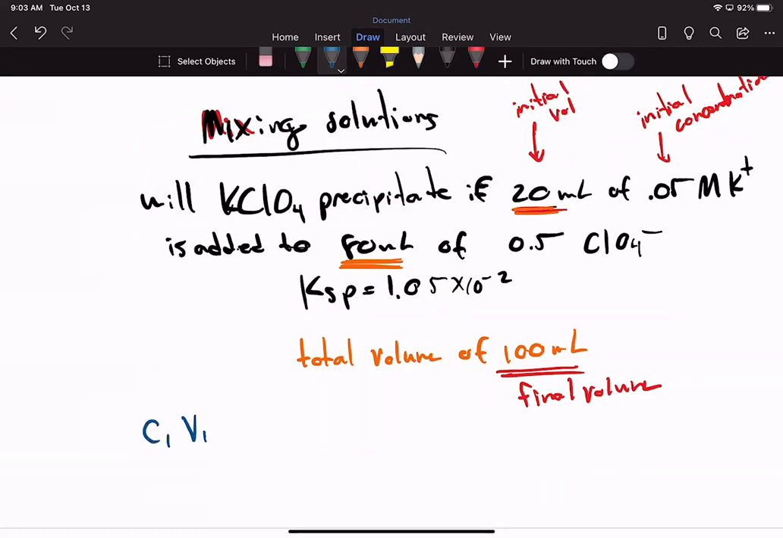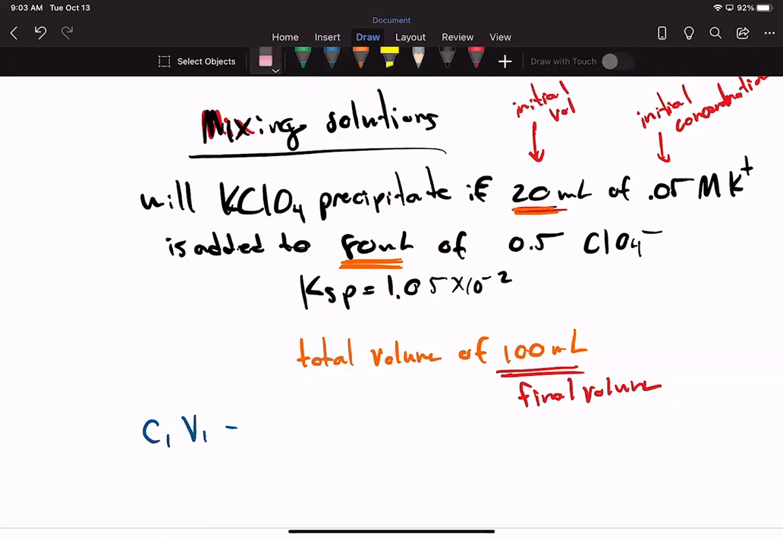Which one? You guys remember this? C1V1 equals C2V2, right? Yes, exactly, Louis. This is what we use, M1V1 or C1V1, it doesn't really matter, but this is what we're going to be using.